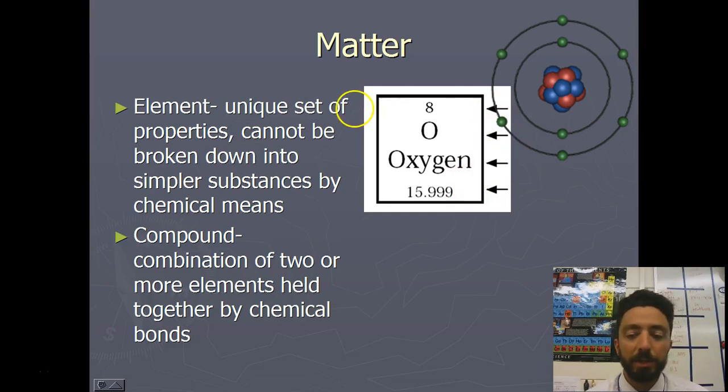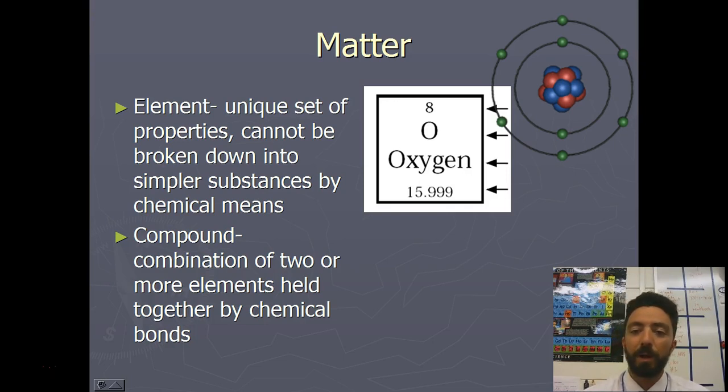I said that every oxygen atom has 8 protons. Not every oxygen atom needs to have 8 neutrons. If you have a different number of neutrons, that is known as an isotope. All right, the properties of it aren't significantly different. Some isotopes are more rare than others. Some of them are radioactive, while others are perfectly harmless. But it's still an oxygen atom.